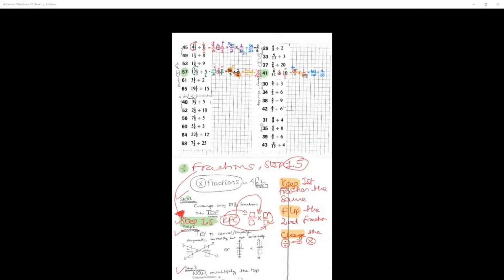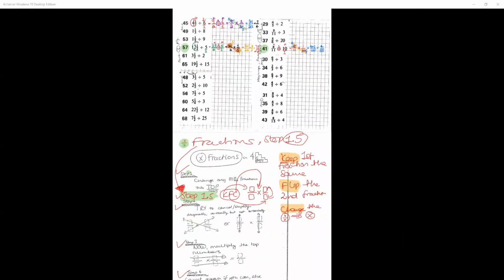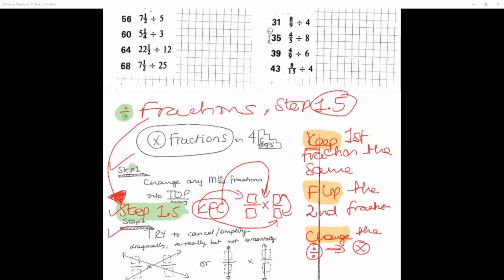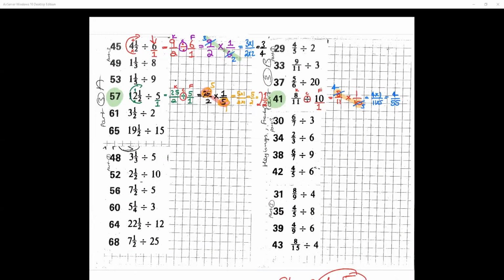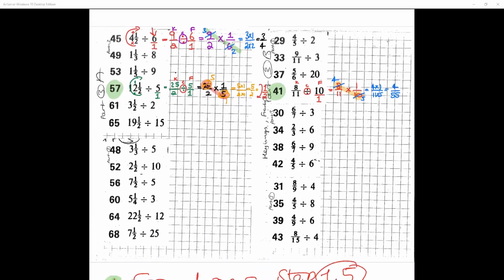Are they making sense? So we're doing division of fractions. It's identical to times in fractions with a little baby step of 1.5, the KFC. Keep the first one, flip the second one, and change the division into times. So the question becomes a times question. We're not actually doing any division in that sense. The divisions are being changed into times questions. So it's the same as last week's work. Can everybody please mark those two answers and check with yourself.